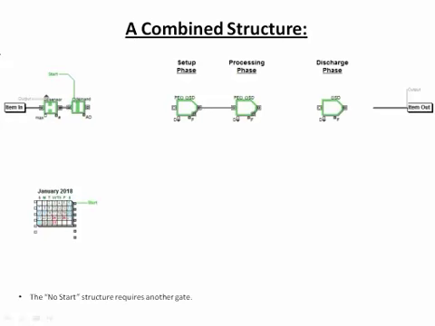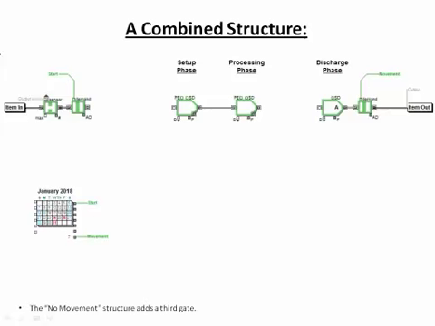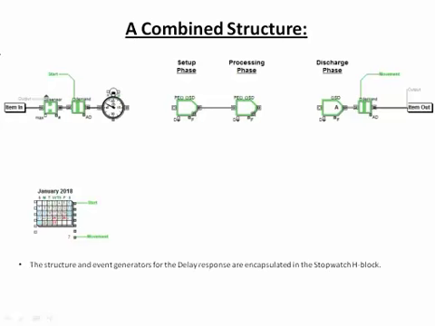The stop and the no start structure, having been negated now to be a positive start, is the gate block that is put at the start of the chain, and the no movement adds another gate at the end. Both of those signals are being generated in the calendar block. The delay structure, as we showed it earlier, is encapsulated here in the stopwatch block just for simplicity.